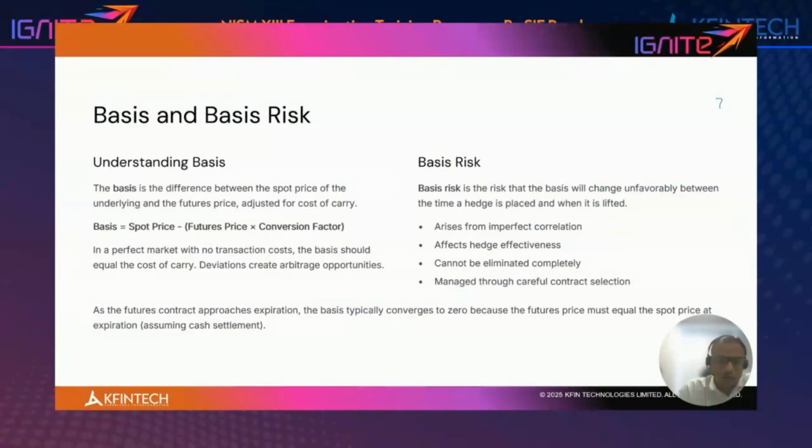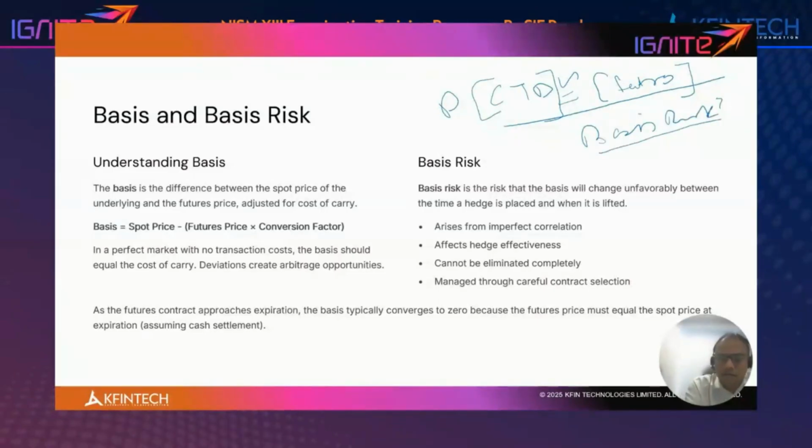So from the cheapest to deliver bond, we found that the price of the cheapest to deliver bond will be close to its futures price. Other bonds will show a basis risk. What is a basis risk?